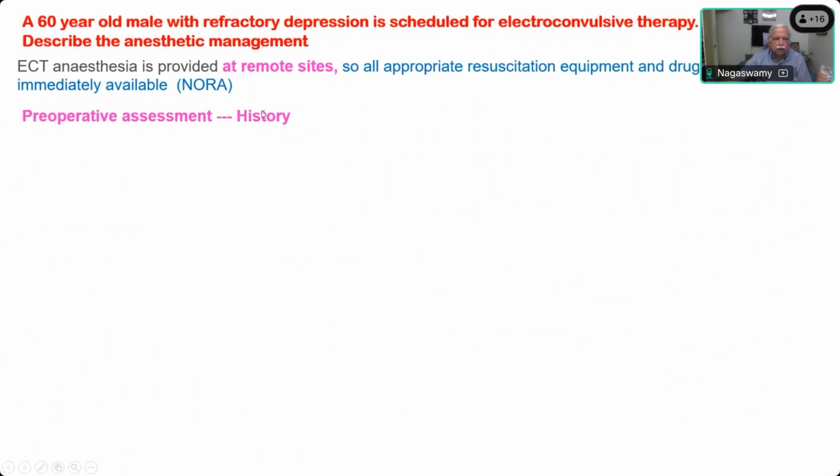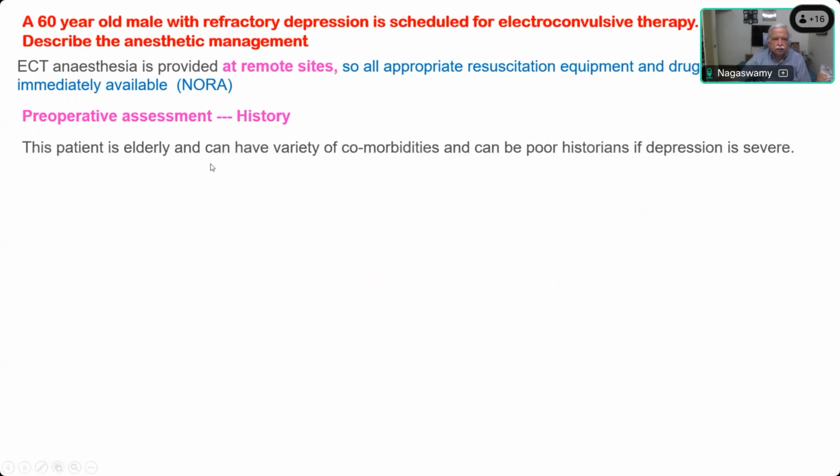And first thing you do is a preoperative assessment. Take a thorough history of how long the depression has been there, what are all the psychiatric treatments the patient has taken, what are the other comorbidities that he is having, what is his effort tolerance, everything should be taken. So this patient is elderly and has a variety of comorbidities, and can be a poor historian. Because of the psychiatric illness, they may not be able to tell the history properly to you. So you have to depend on the informant, like relatives.